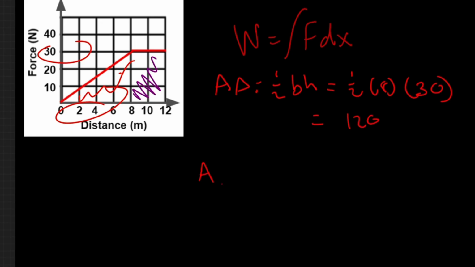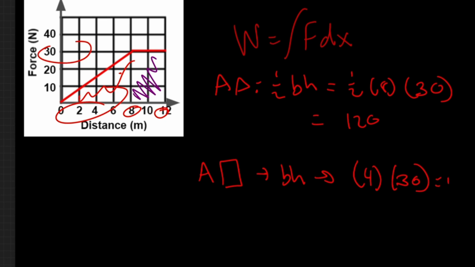And then we have the area of the rectangle here. So we're actually just going to evaluate from 8 to 12, which is going to give us 4. And the area of a rectangle is base times height. So our base is 4 meters, and our height is 30 newtons. It's also going to be 120. And so now we're just going to add these two values together to get our area under the curve, or our work. So we're going to get 240 is our work.